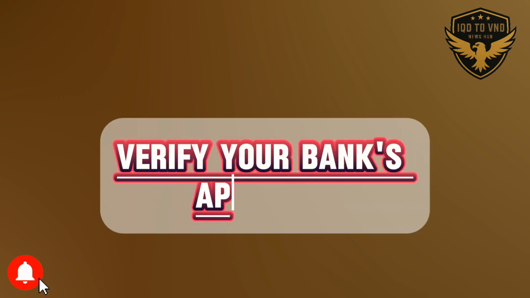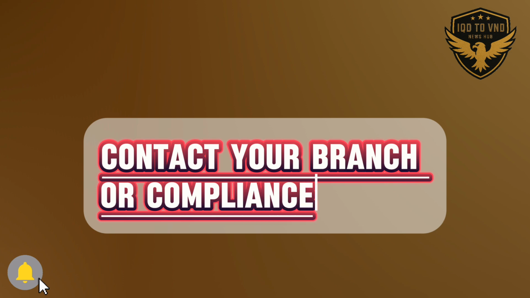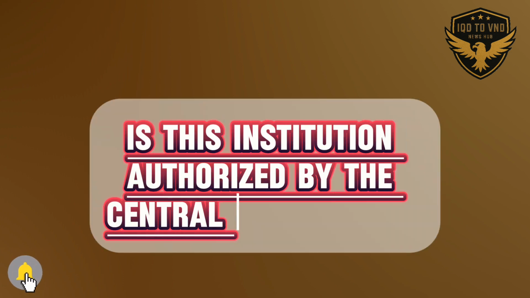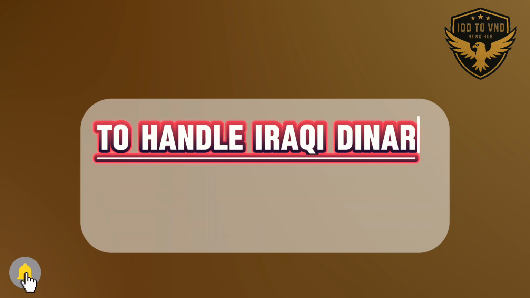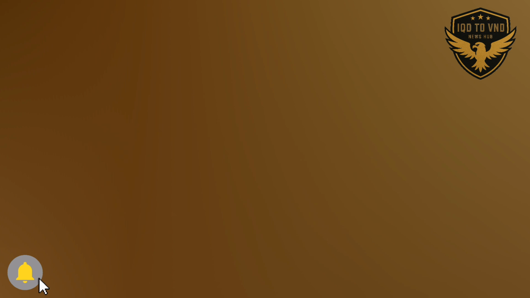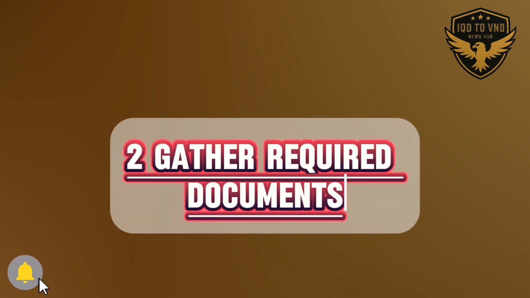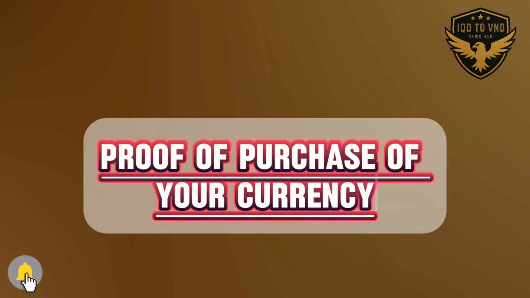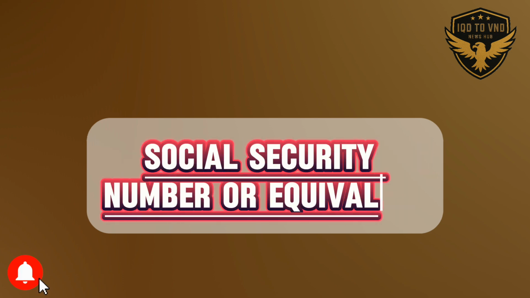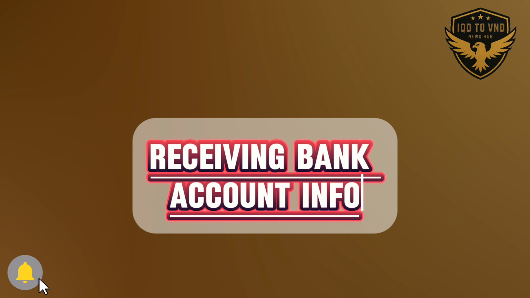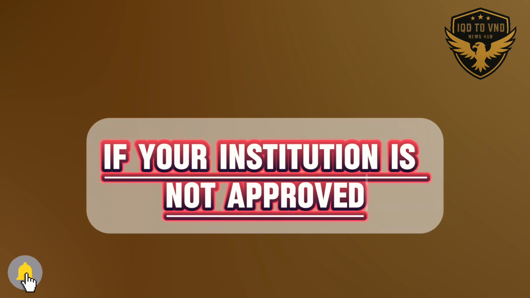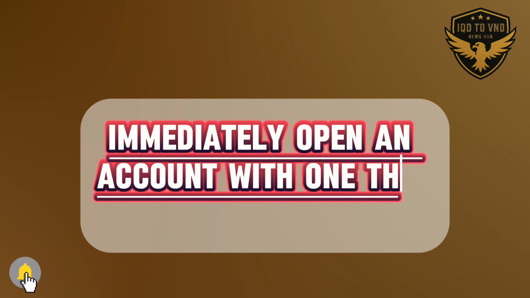1. Verify your bank's approval. Contact your branch or compliance officer. Ask directly, is this institution authorized by the Central Bank of Iraq to handle Iraqi dinars or Vietnamese Dong exchanges under new compliance standards? 2. Gather required documents. Proof of purchase of your currency, government-issued ID, tax identification, social security number or equivalent, and receiving bank account info. 3. Have a backup. If your institution is not approved, immediately open an account with one that is.